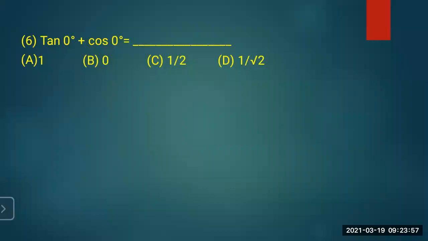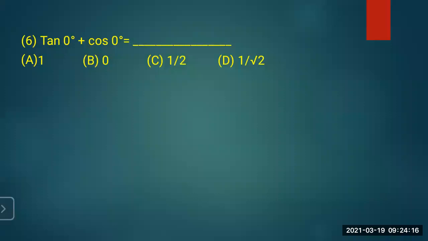Now the next one: tan 0 degree plus cos 0 degree is equal to dash. This can be asked in a multiple choice question as well as for the 1 mark question. So from the table, again from the table, see students, again and again I am focusing on the table.